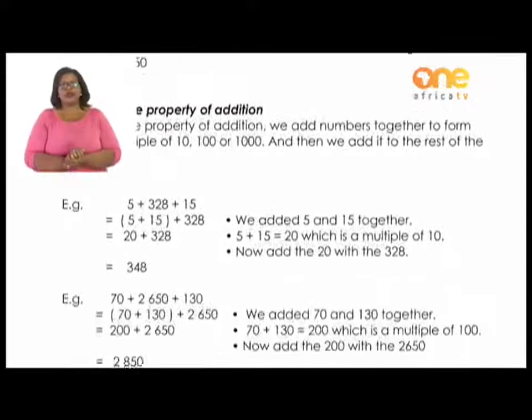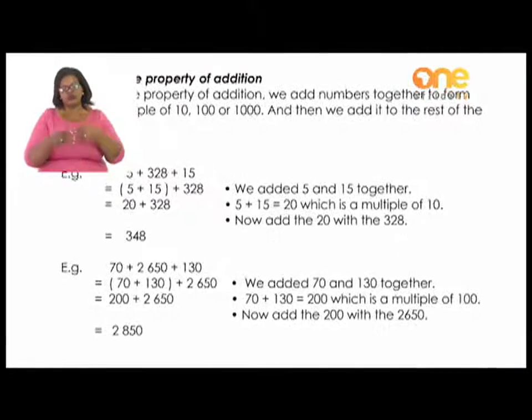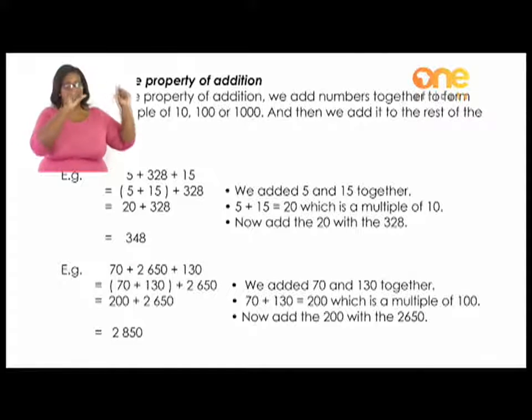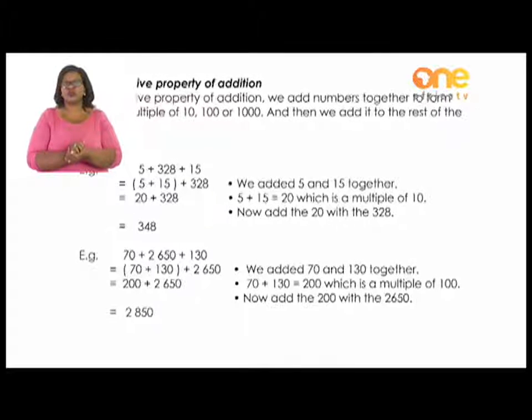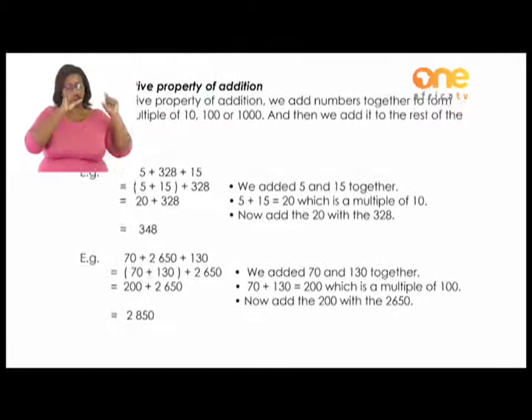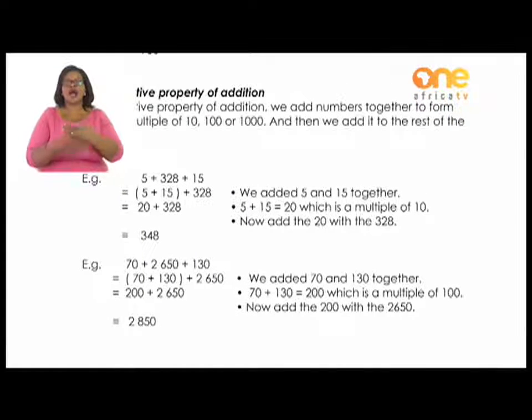Now let's go over to the third way of addition, the associative property of addition. Now let's read, what should we do in the associative property of addition? In the associative property of addition, we add numbers together to form either a multiple of 10, 100, or 1,000. And then we add it to the rest of the numbers.